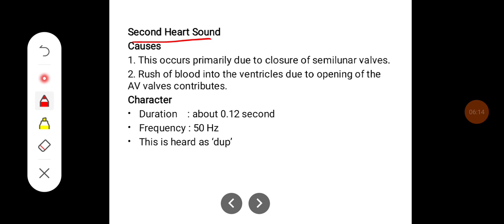Second heart sound. The cause of the second heart sound is primarily due to the closure of semilunar valves, and also because of the rush of blood into the ventricles due to the opening of the AV valves, which also contributes. The duration of the second heart sound is about 0.12 second, the frequency is around 50 hertz, and it is usually heard as a dub.